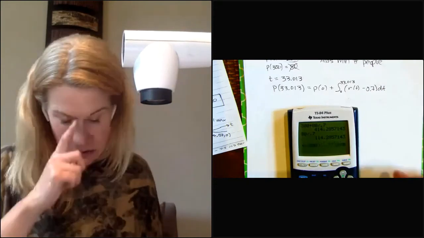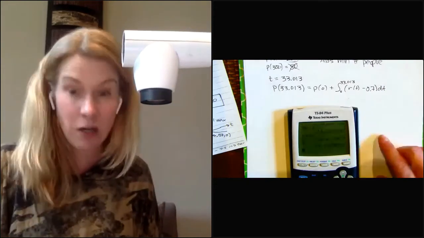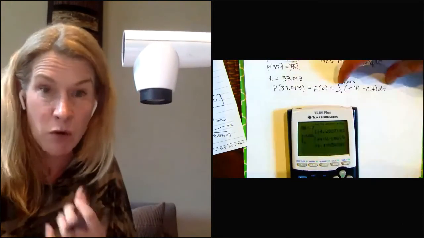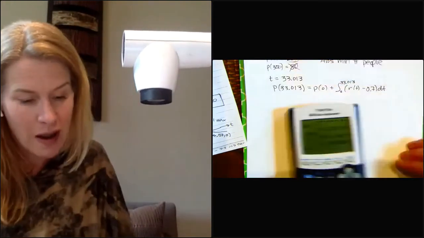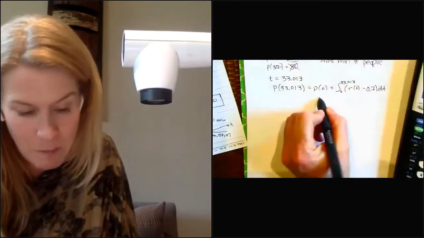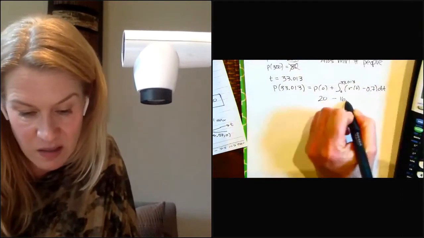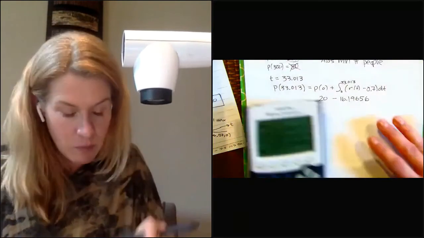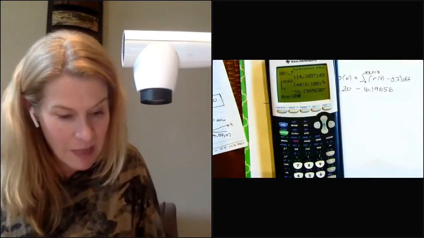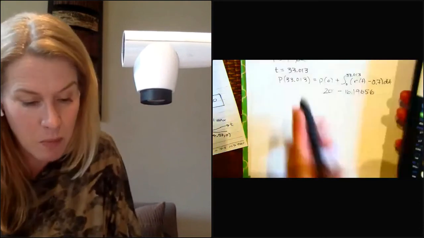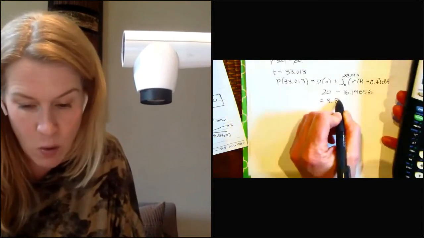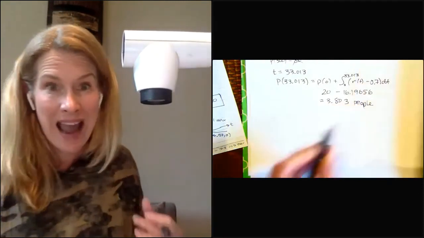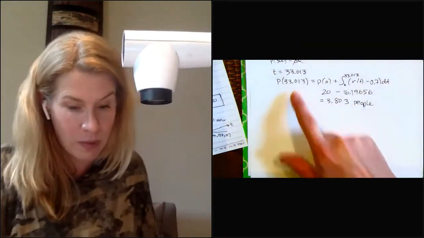And what I get here is the change in number of people, right? This integral of a rate gives me the change in the number, the change in the amount. So I had 20, and I get minus 16.19656, say. So basically, I'm going to take that value in my calculator, add 20 to it, and that tells me that I have approximately 3.803 people in line at time 33.013.